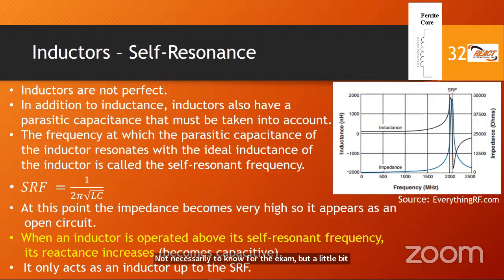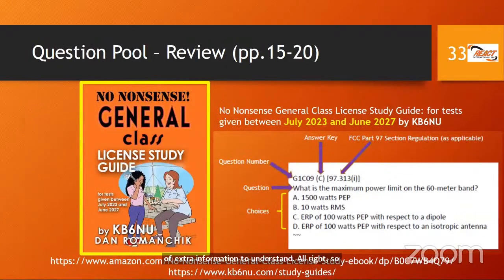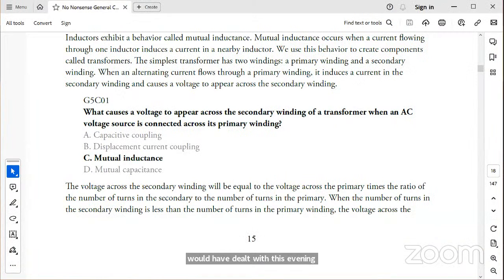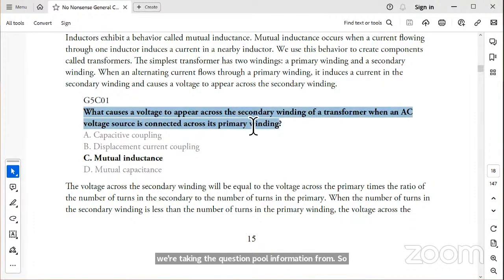All right, so that's the last slide for the theory, and we'll come straight now to our question pool, where we will deal with all of the questions that cover the theory that we would have dealt with this evening. On your screen, we are again using the No Nonsense General Class License Study Guide. Anyone following who has the book, we are on pages 15 to 20 for this evening. So that's where we're taking the question pool information from. So let's go. First question up.